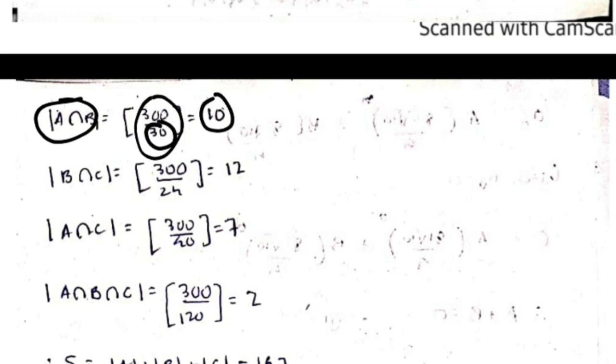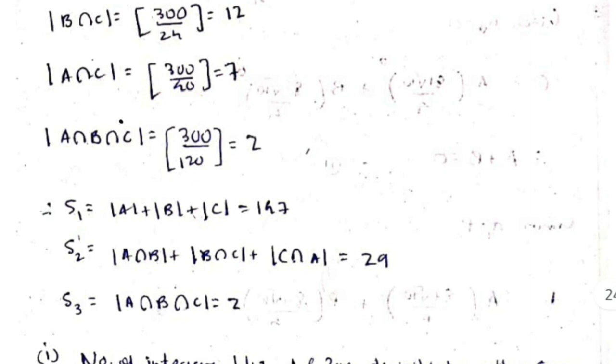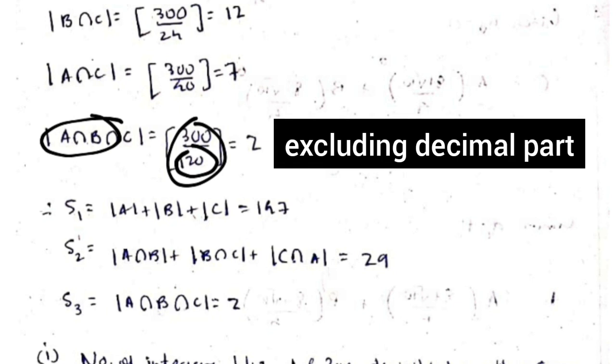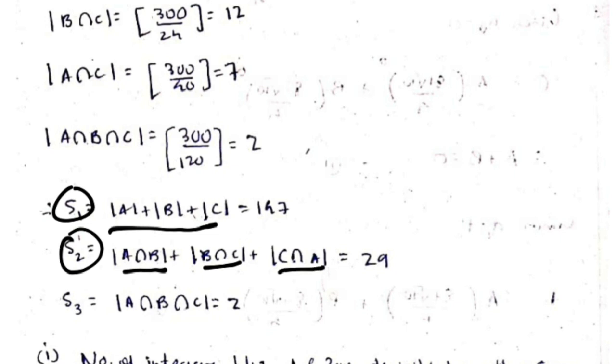Then what we will do is we will consider both of these together, which is divisible by 5 and 6. So 5 times 6 is 30, 300 by 30, which is 10. We are just taking the LCM of these here. Okay, and B and C we will get 24, and then we have 3 numbers at a time. So the LCM of those 3 numbers is 120. So 300 by 120 is 2. Then the equation is S1 equal to A plus B plus C. S2 is equal to A and B plus B and C plus C and A. We had found out earlier, right, these terms.